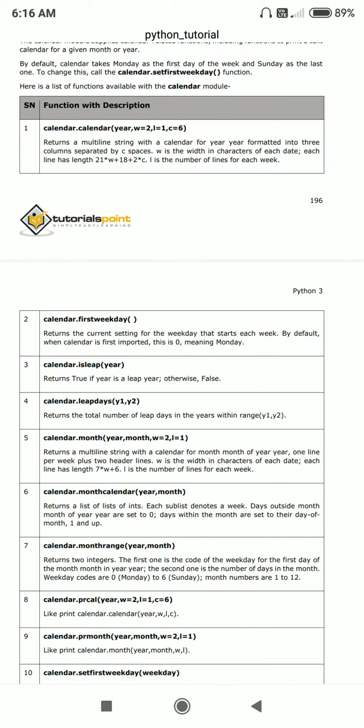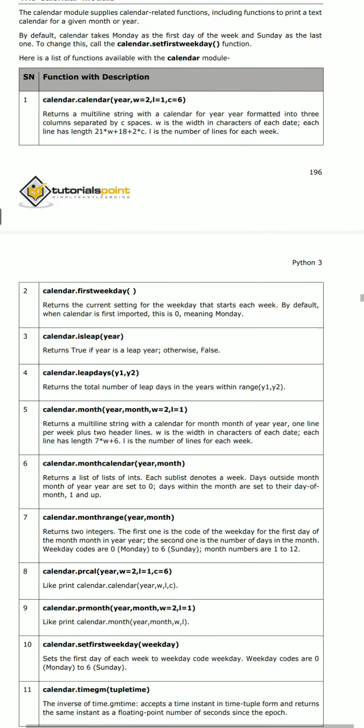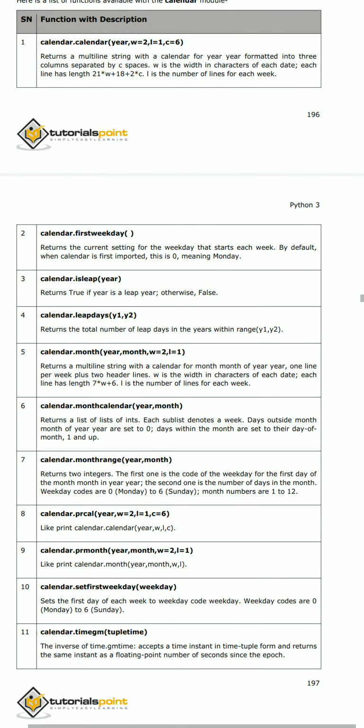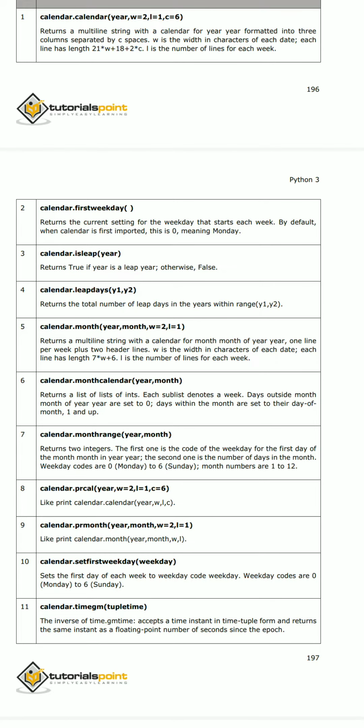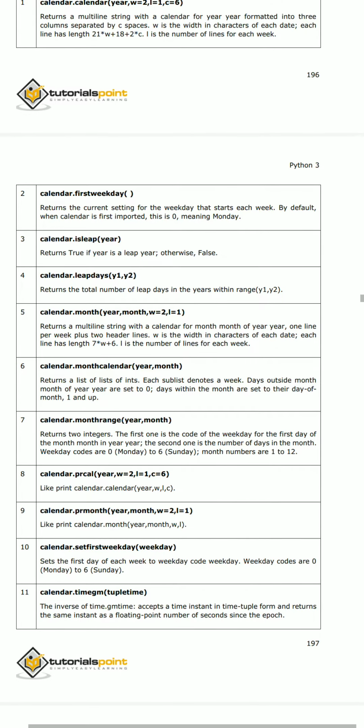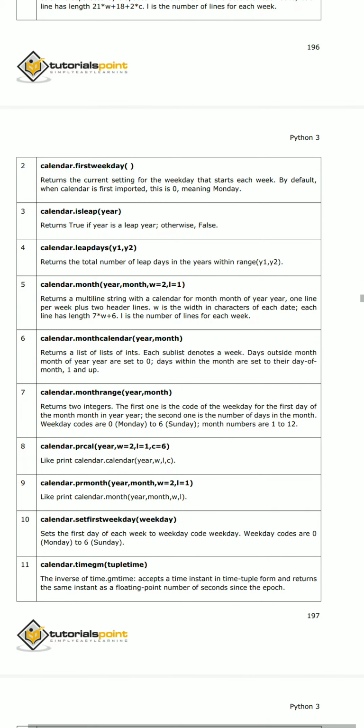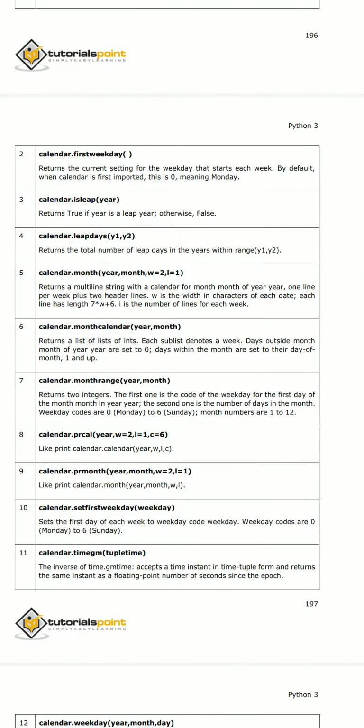First one is the calendar function. This returns a multiline string with a calendar for the year formatted into three columns separated by spaces. Next one is calendar.firstweekday. This firstweekday method returns the current setting for the weekday that starts each week. By default, when calendar is first imported, this is 0, meaning Monday.